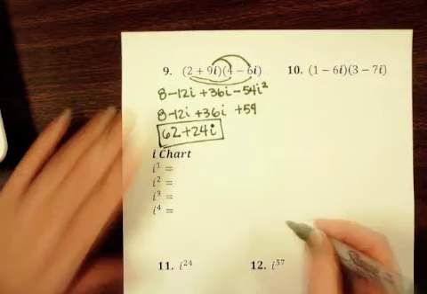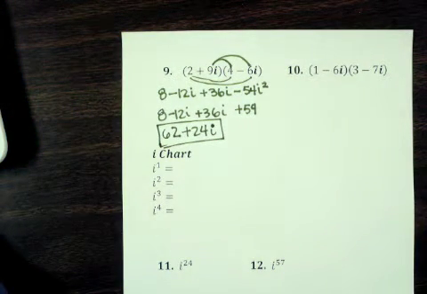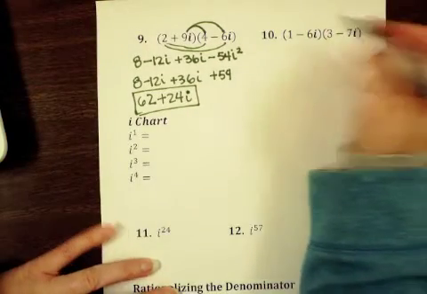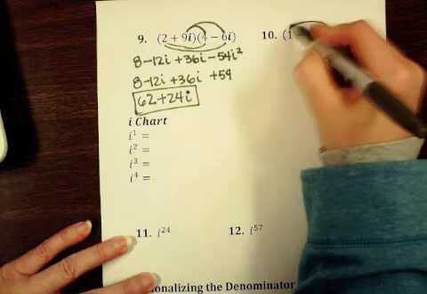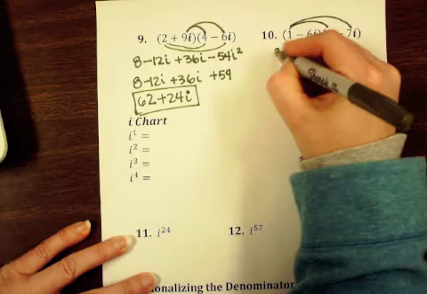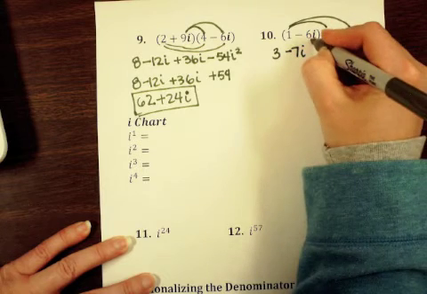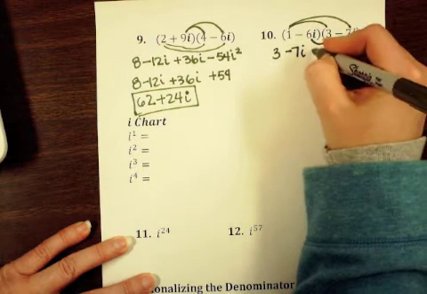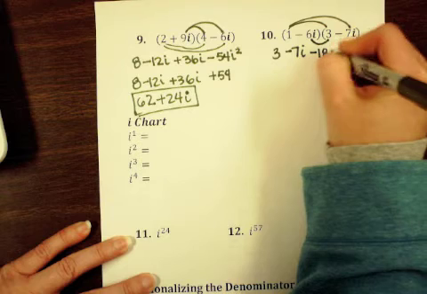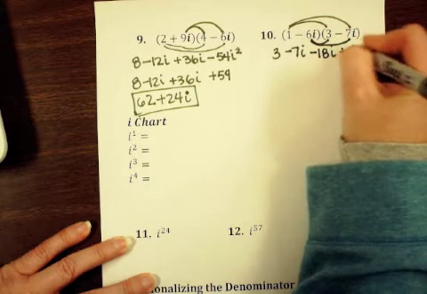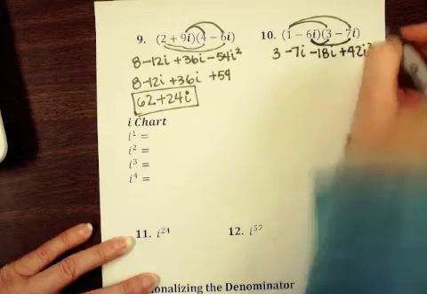Go ahead and attempt number 10 and come back to the video and check it. Number 10. Again, we're going to FOIL. So I'm going to distribute the 1. 1 times 3 is 3. 1 times minus 7i is minus 7i. I'm going to distribute a negative 6i times 3. It's going to be negative 18i. Negative 6i times negative 7i is going to be plus 42i squared.